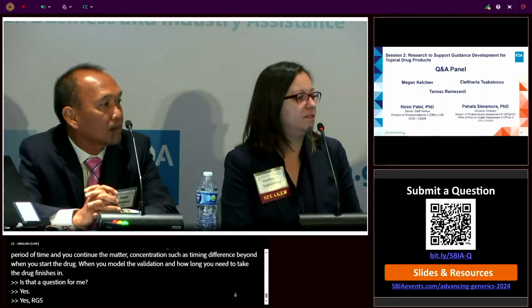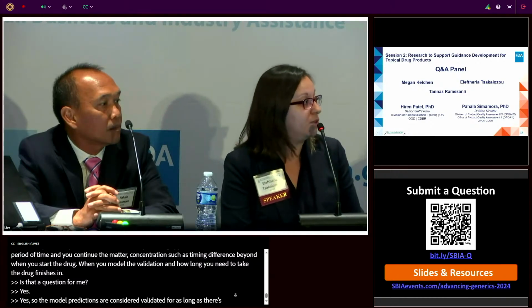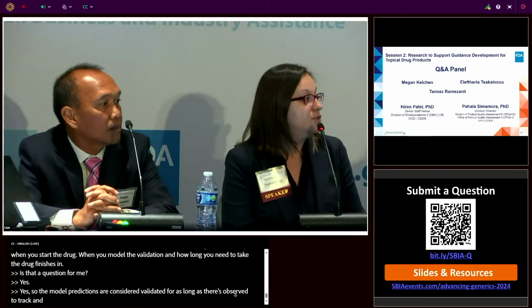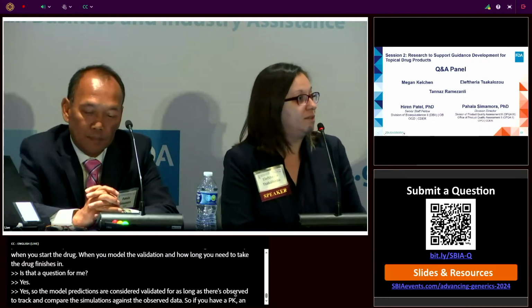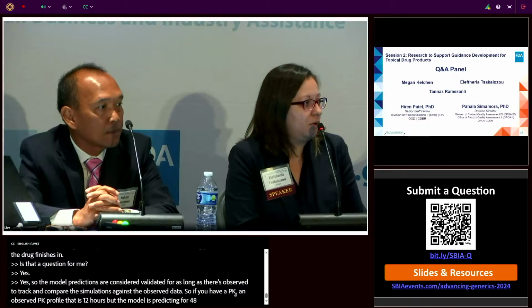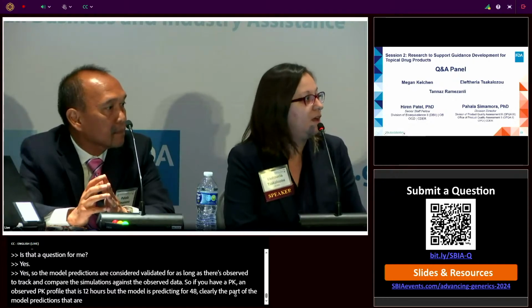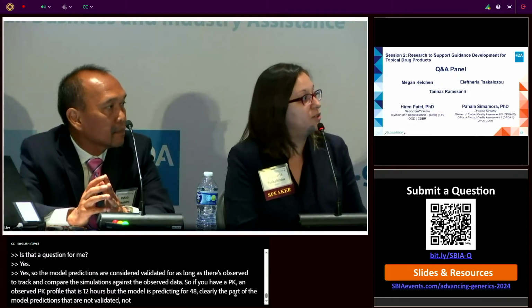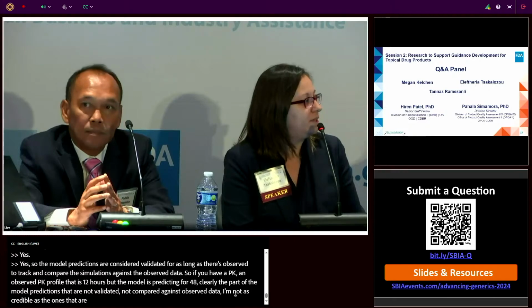The model predictions are considered validated for as long as there is observed data to compare those simulations against. So if you have an observed PK profile that is 12 hours, but your model is predicting for 48, clearly the part of the model predictions that are not compared against observed data are not as credible as the ones that are compared to actual observed data, right?